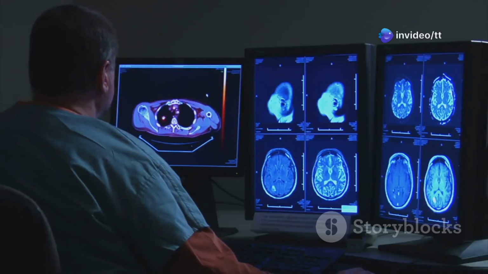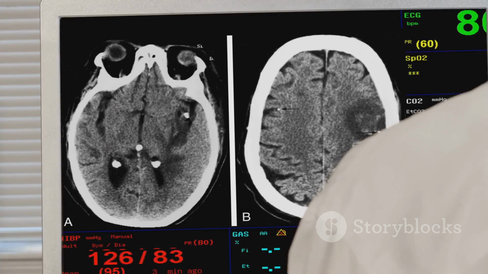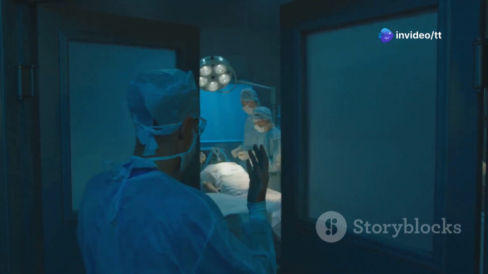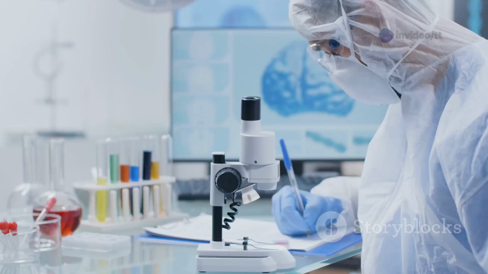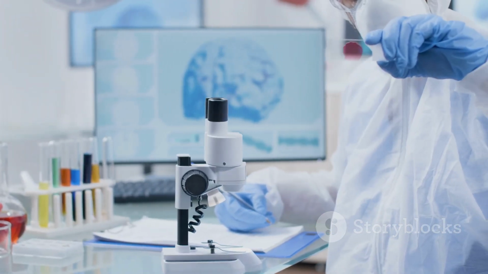They use magnetic fields and radio waves to produce comprehensive images, which are vital for identifying the presence of a tumor. CT scans, on the other hand, employ X-rays to create cross-sectional images of the brain, offering a different perspective that can complement MRI findings. Biopsies may also be conducted to obtain a sample of the tumor tissue. This sample is then analyzed to determine the type of tumor and its malignancy.